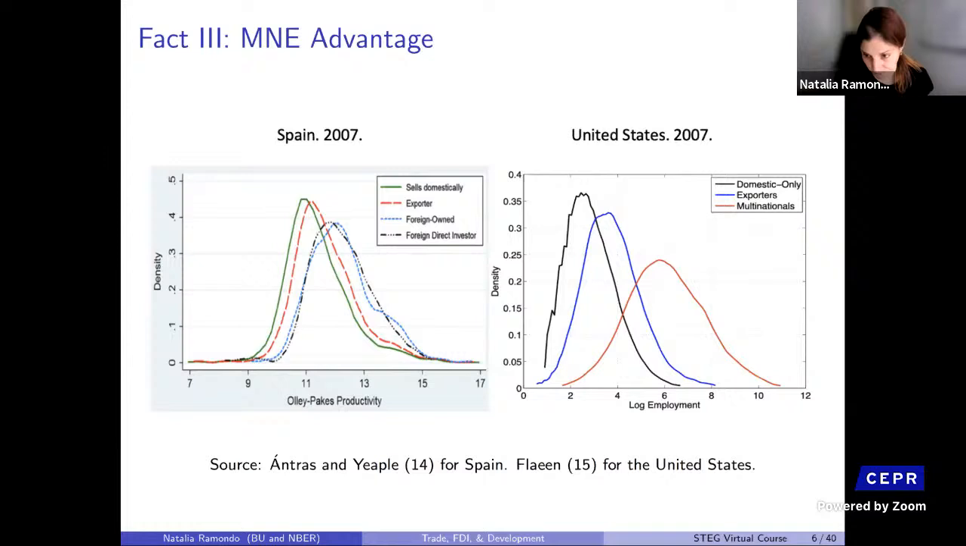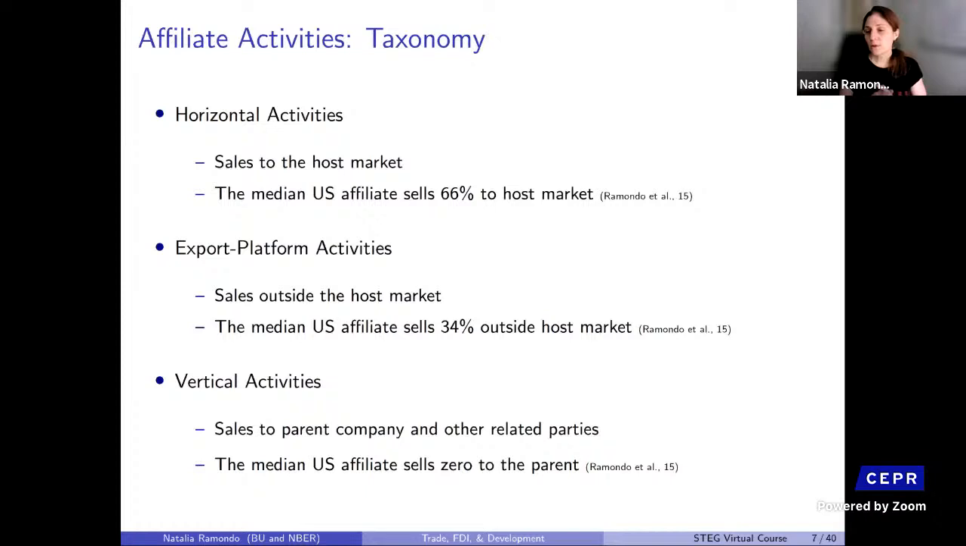Okay. Thank you. Okay, so let me do some taxonomy because this is also going to be useful for what we will have in the models and what we won't have. Let me classify affiliate activities in three boxes. One is what we call horizontal activities, and these are sales to the host market where the affiliate operates. That's very important. That's one of the most important activities of these MNE affiliates. The second type of affiliate activity is export platform activities.